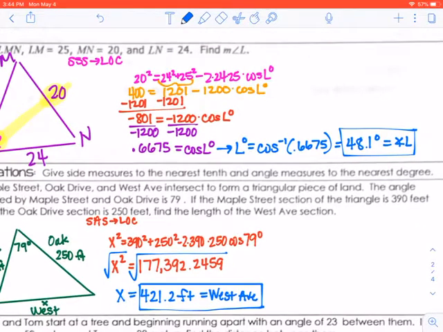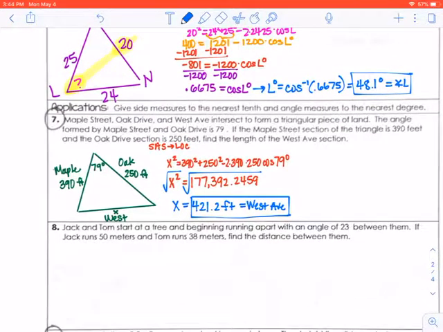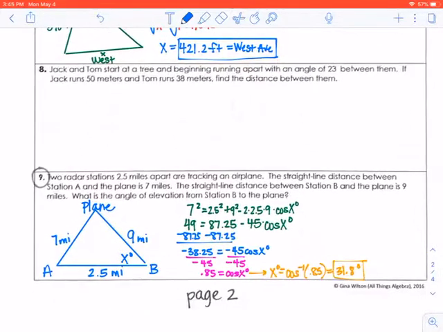All right. We will not be doing the applications. If you would like to try them, or if you just like some extra work, you can pause and write down the work for number 7, okay? But you don't need to worry about the word problems, okay? And then you can pause and you can look at number 9, okay?